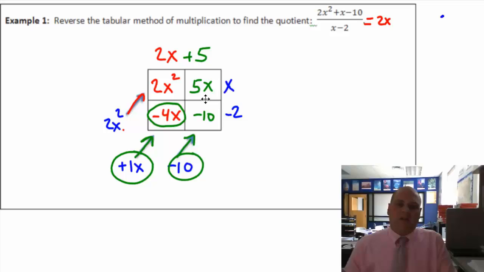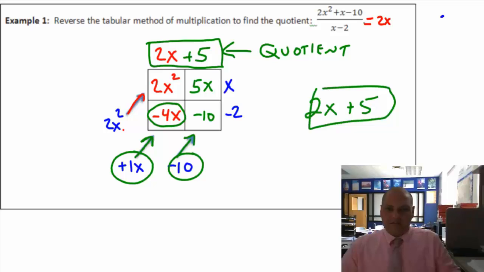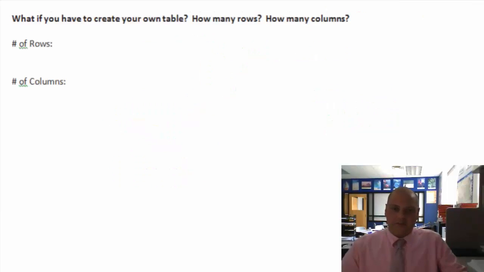The box really means nothing. The box is just the work. It's kind of like this multiplied out or expanded out. But this right here up top, that is your quotient. So that is the answer to your division problem, 2x plus 5. Hope you like that. I love it. Great stuff. Great stuff.